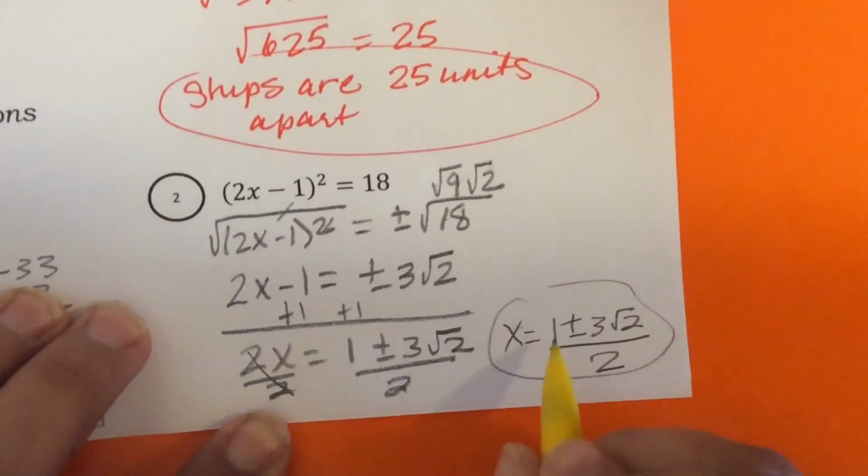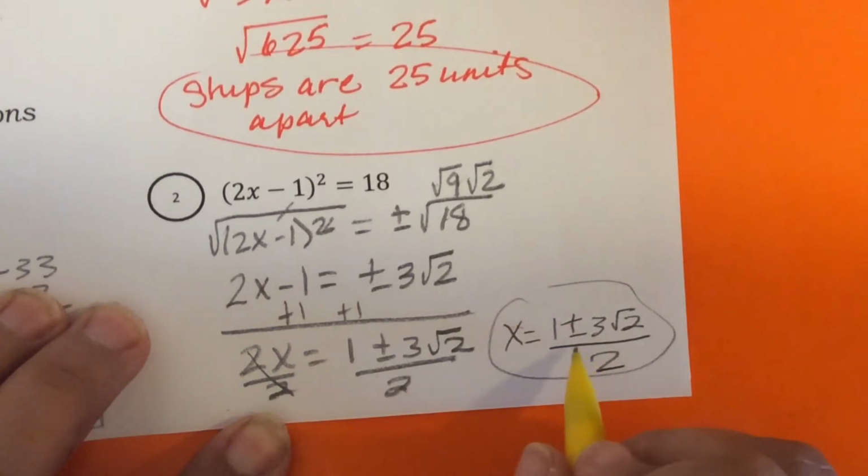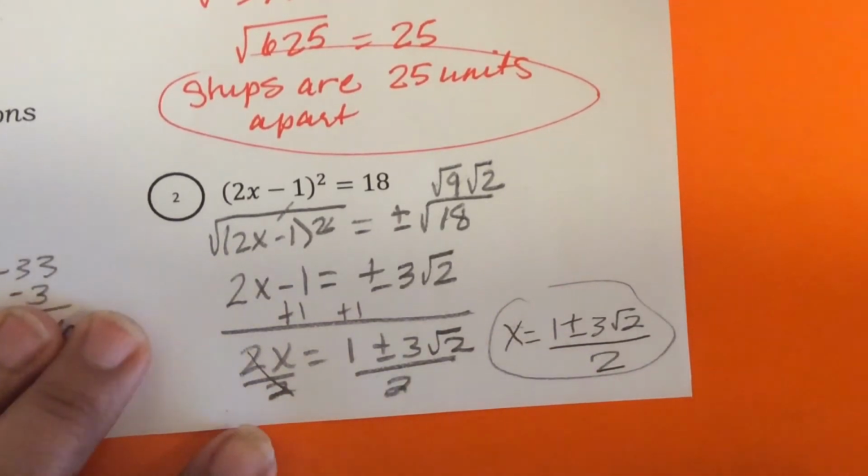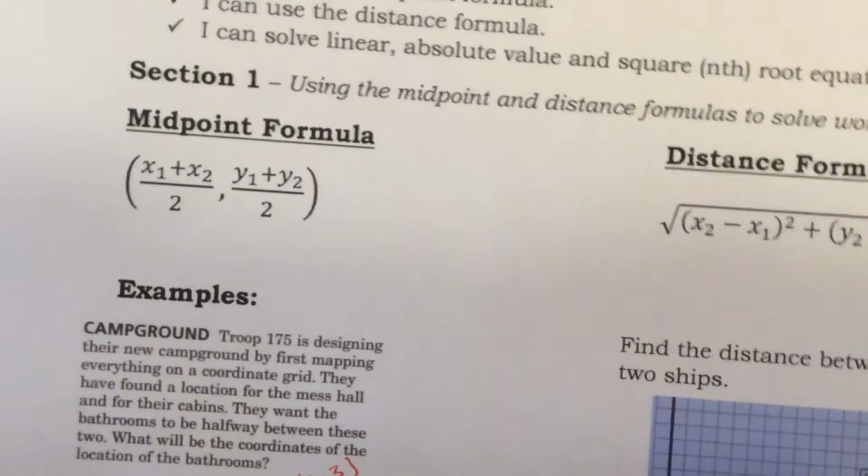So you have two answers. You have the positive one and then you have the minus one. Okay, let's keep going here.